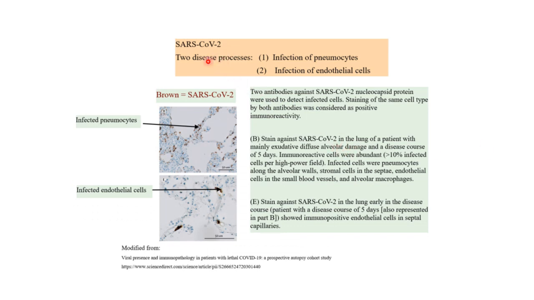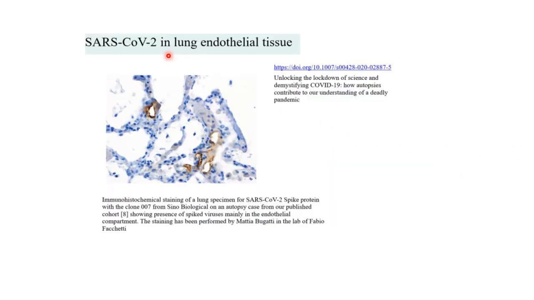The other thing is we may well have two disease processes, in fact more than two disease processes. One, infection of pneumocytes, two, infection of endothelial cells. So there are infected pneumocytes in the lung, here are infected endothelial cells. So SARS-CoV-2 in the lung endothelial cells, here it is. Quite clear staining of the endothelial cells by SARS-CoV-2.